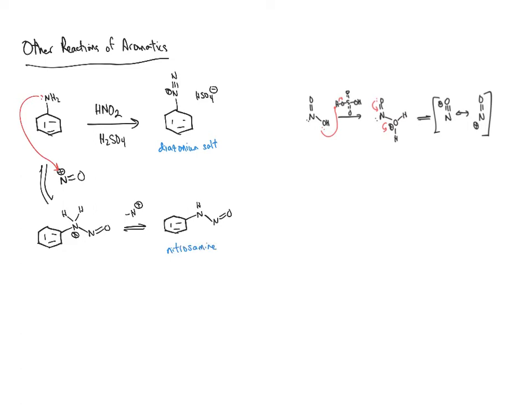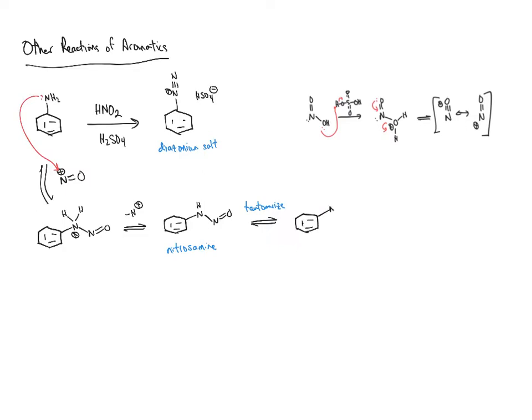Nitrosamines are very toxic, and this is what happens when you have grilled meats. They contain a lot of nitrosamines. This nitrosamine can tautomerize, and the tautomeric form allows us to see how we might generate that diazonium salt.